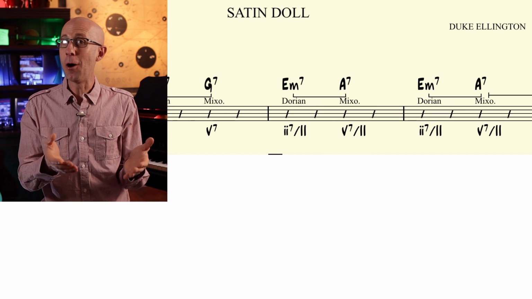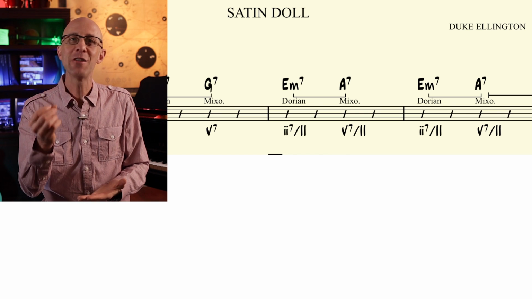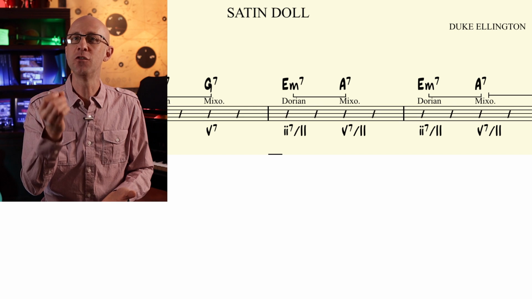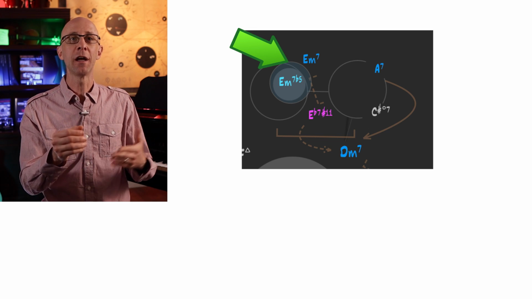But in Satin Doll, this E minor 7 to A7 is suggesting a modulation to the key of the 2 major. When we see a 2 of 2, we're usually targeting a minor chord.